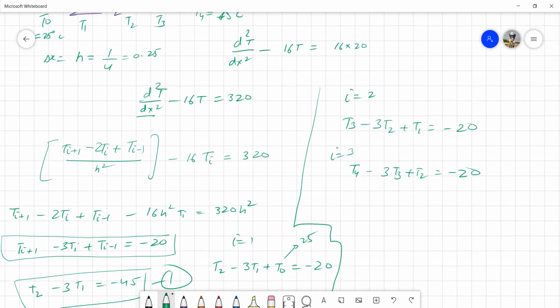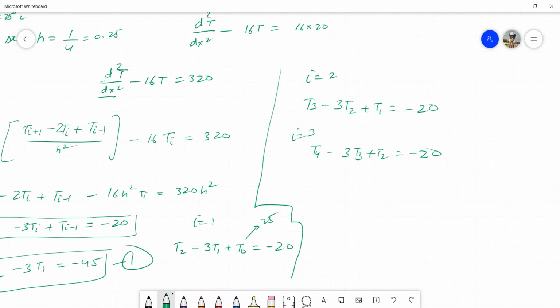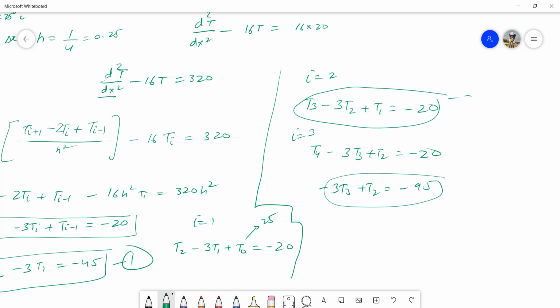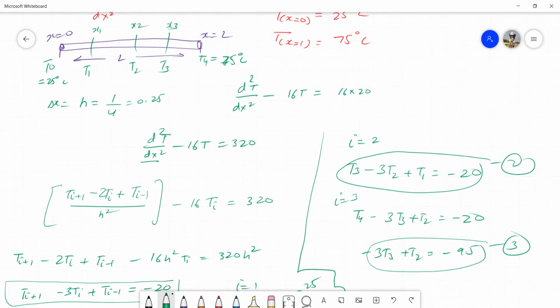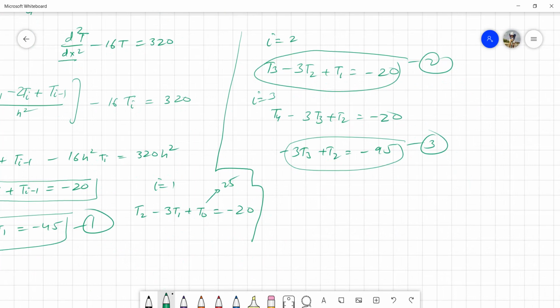So if we put the value of T4, we end up with the third equation, that is T2 minus 3T3 equals minus 95. That is equation 1, equation 2, equation 3. Now we have three unknowns, and we have three equations, which can easily be solved.